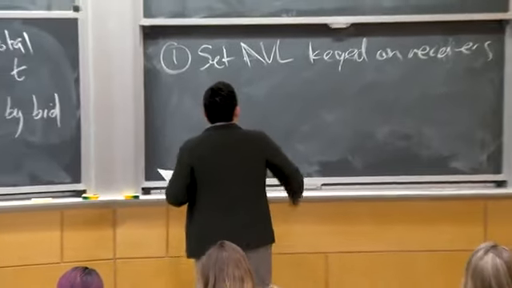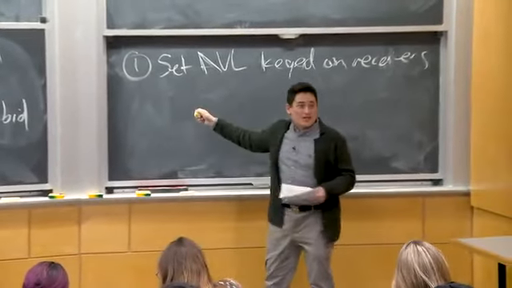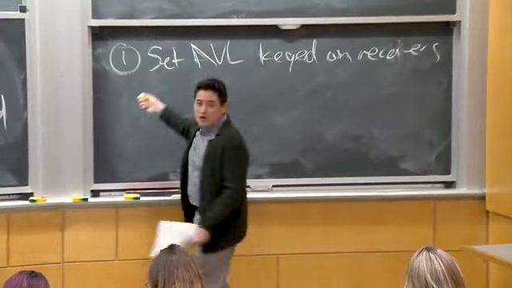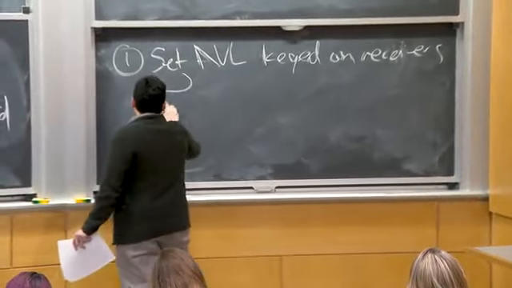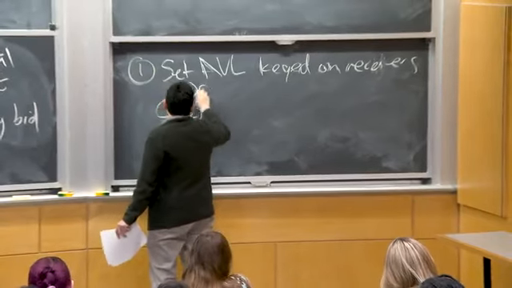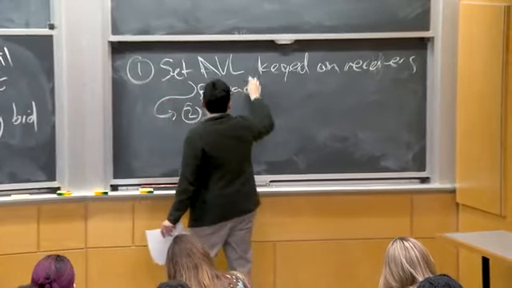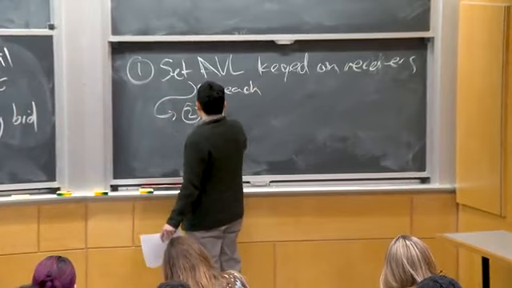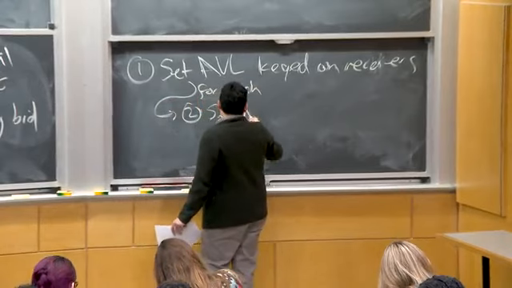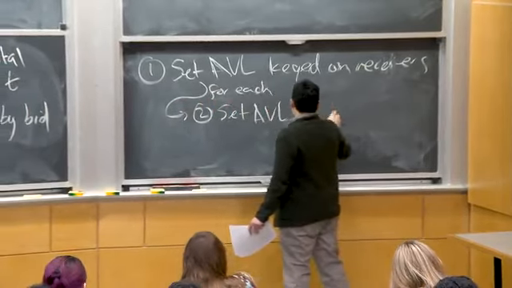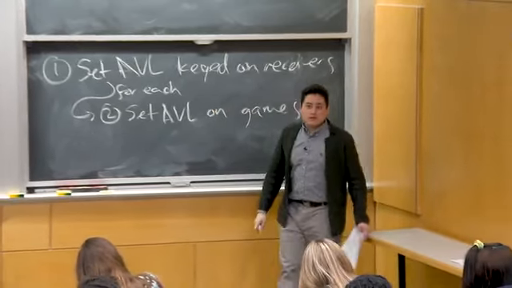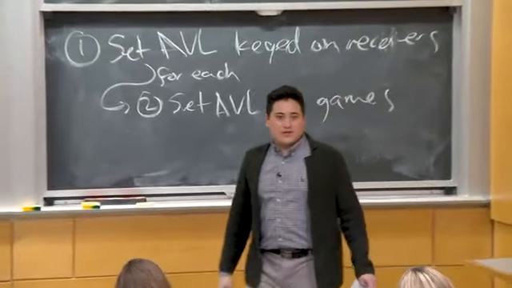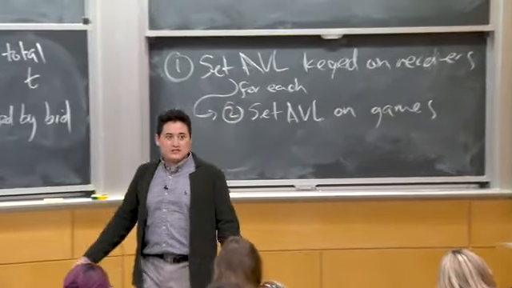Okay. Set AVL tree on receivers, and each one of those nodes, with each one of those receivers, I'm going to store a set AVL on games. Okay? Why do I store a set AVL on games? Why don't I just store a list of all the games?